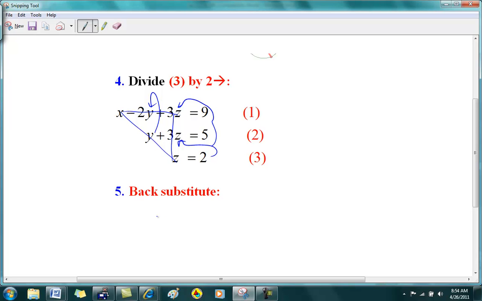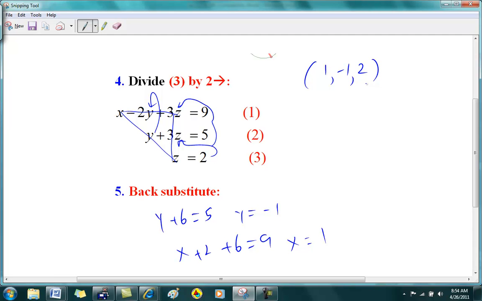So z is equal to 2, and then I get y plus 6 equals 5, which gives me y equals negative 1. Take these and put it in equation 1. I get x plus 2 plus 6 equals 9, so x equals 1. So my solution is 1 comma negative 1 comma 2. This is my solution. Okay, and let's make sure that the solution works.